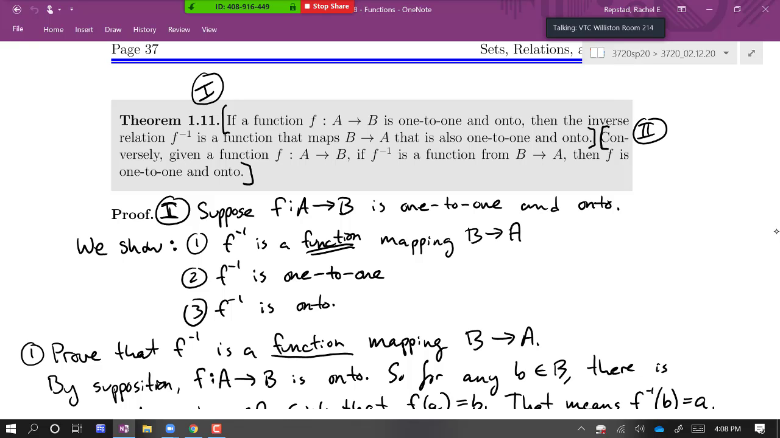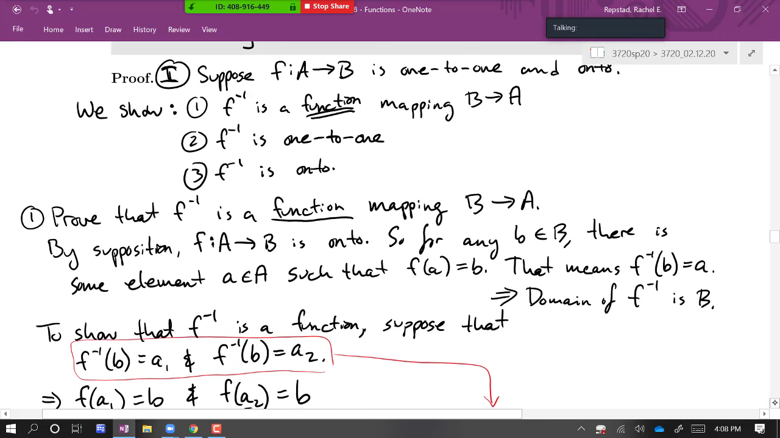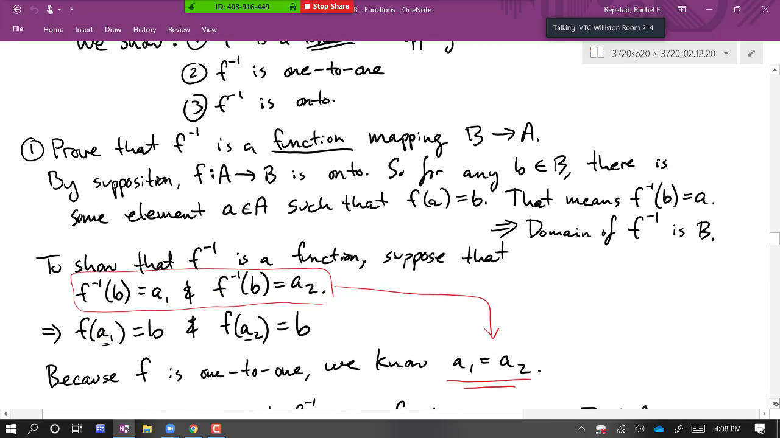But we had just shown that f inverse, we know f inverse is a relation. We had shown that f inverse is in fact a function that maps from B to A.